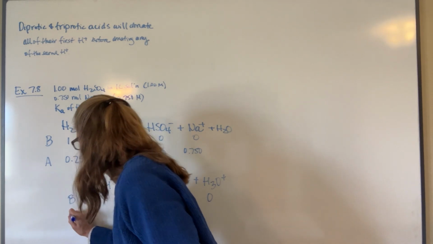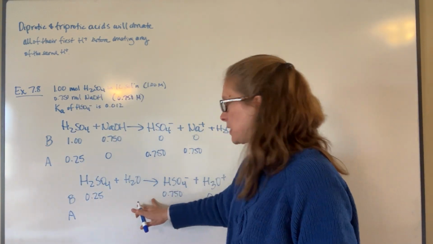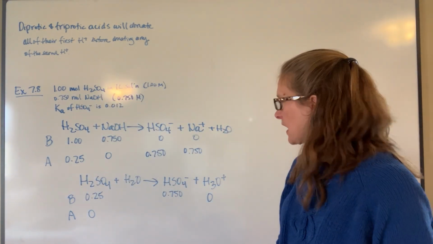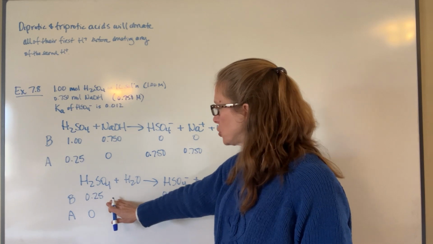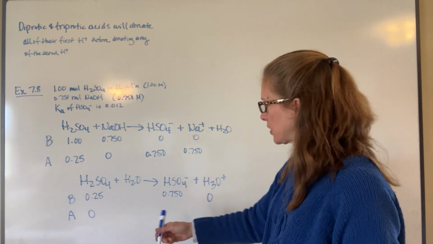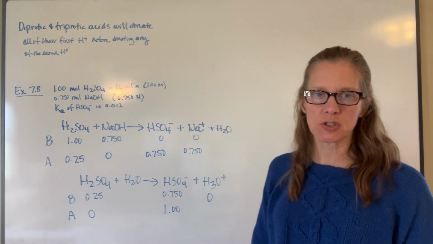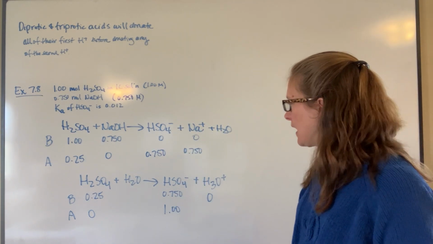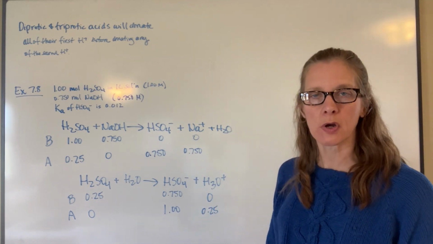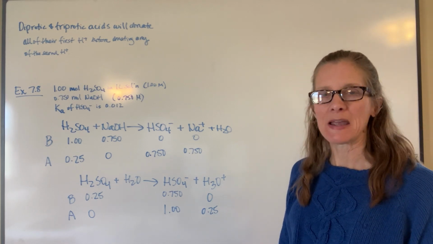After the reaction takes place, all of this acid gets used up because it's a complete reaction, so I have nothing left over here. I'm going to add 0.25 moles to everything on this side. So if I add 0.75 plus 0.25, I'm now up to 1.00 moles over here, and I'm going to have 0.25 moles over here. Okay? Now what happens? Am I done?